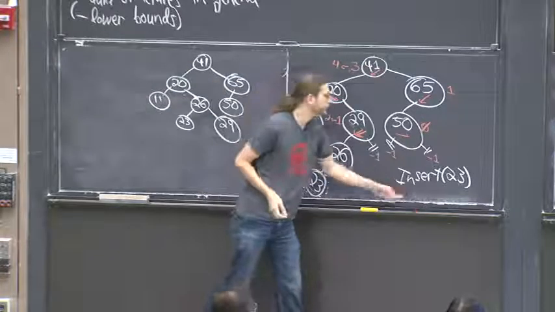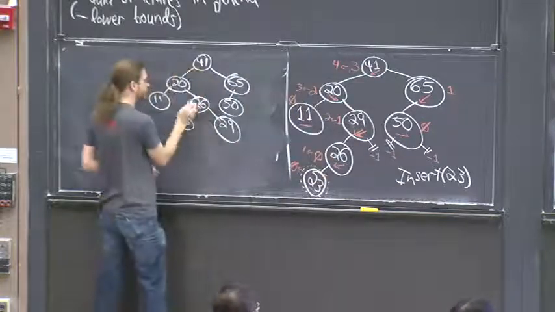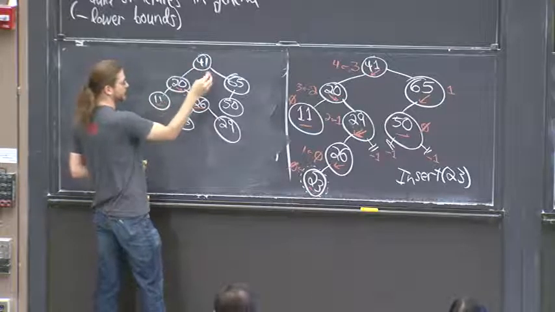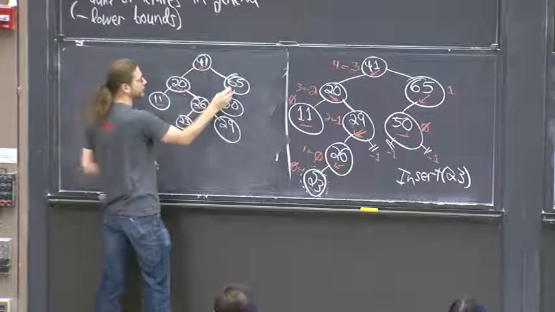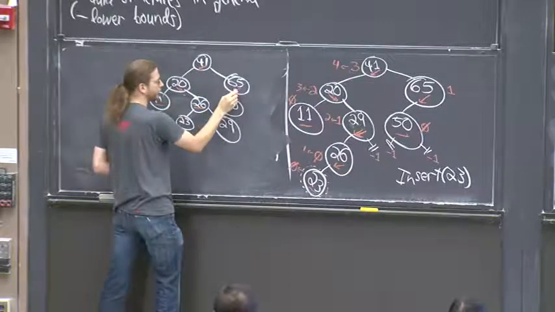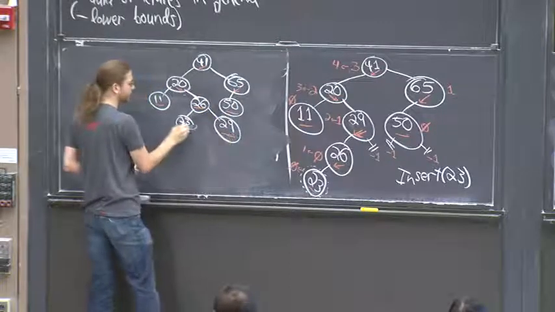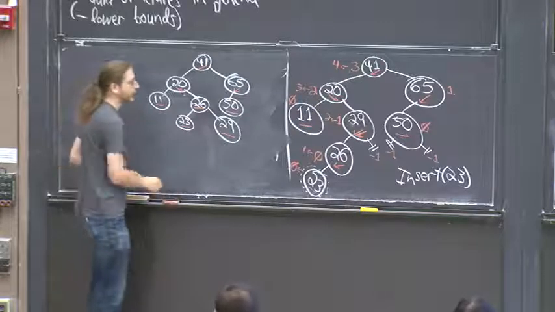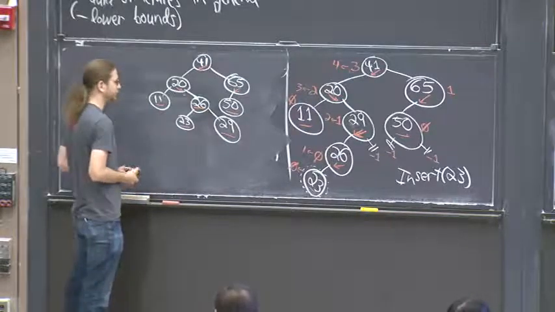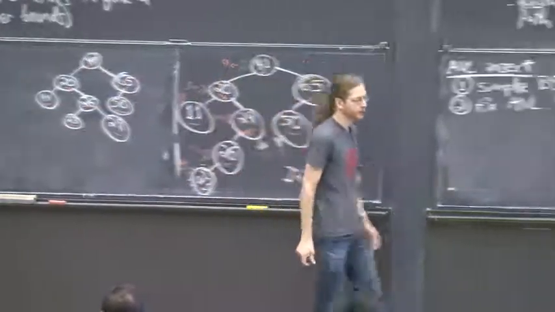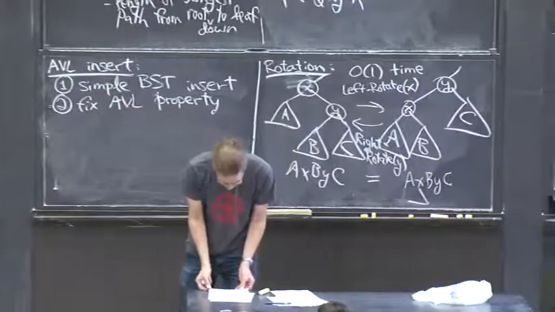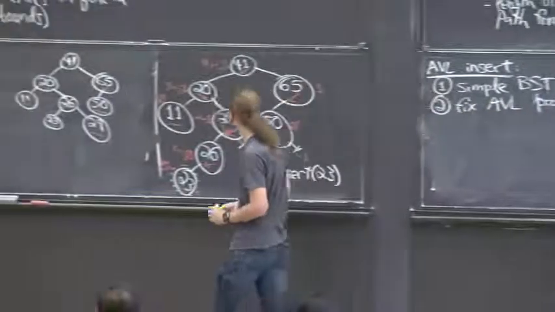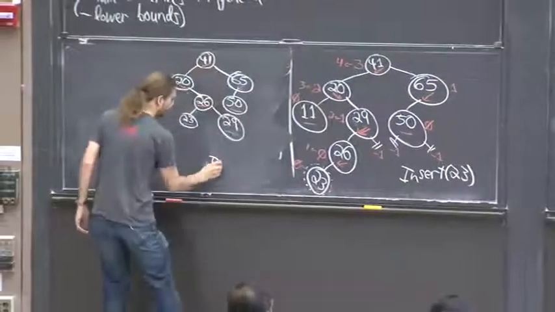Good news. So just check. This is even, this is right heavy, this is even, this is left heavy still. This is left heavy, even, even, even. OK, so now we have an AVL tree, and our beauty is restored. Do one more example. Insert 55.